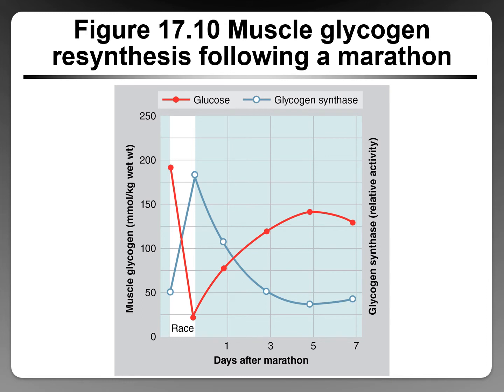So again, when glycogen decreases with hard exercise, muscle glycogen synthase, that enzyme, is going to be elevated, triggering an increase in the storage of muscle glycogen that is eaten. So again, we're trying to return to baseline levels of muscle glycogen from before the marathon was performed.